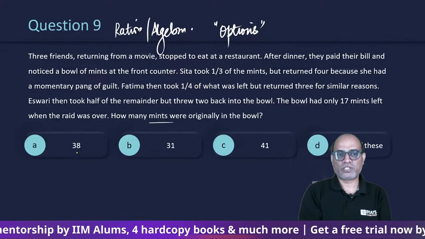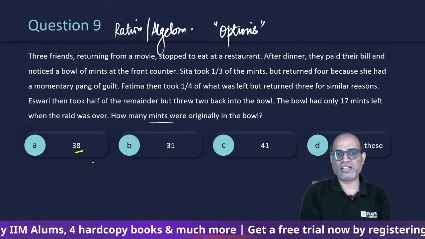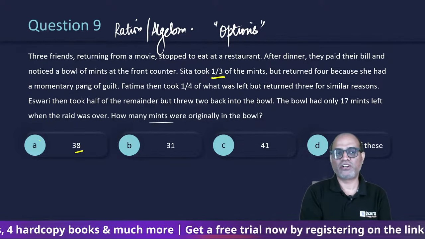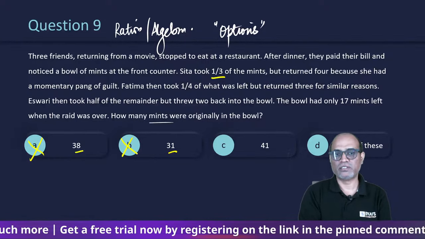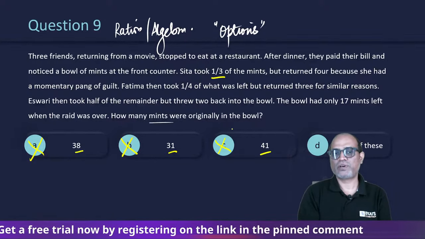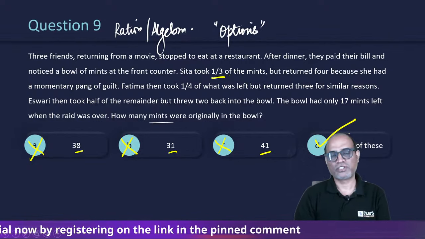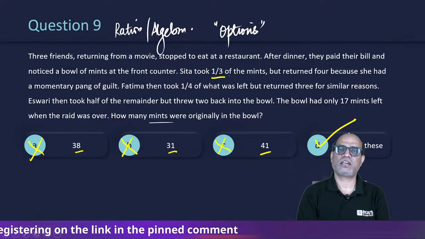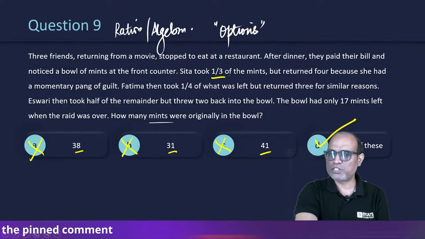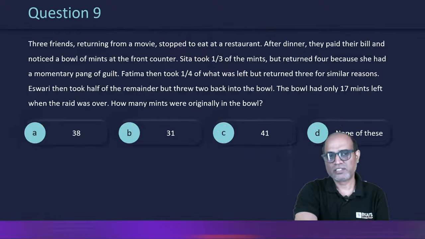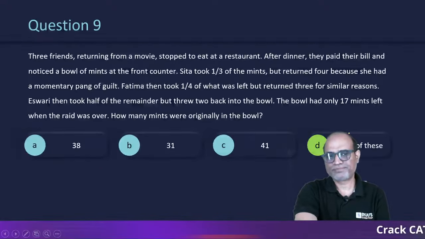Let's start with the options. Suppose the total number of mints were 38. Sita can't take 1/3 of the mints, so A is gone. 31 can't take 1/3. 41 can't take 1/3. How much time did it take? 7, 8, 10 seconds. For 1/3, the number should already be a multiple of 3, isn't it? So it can't be.